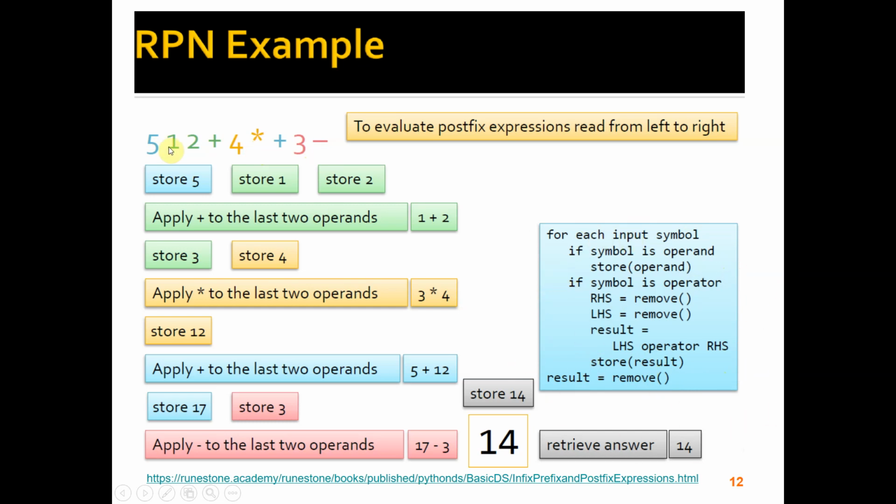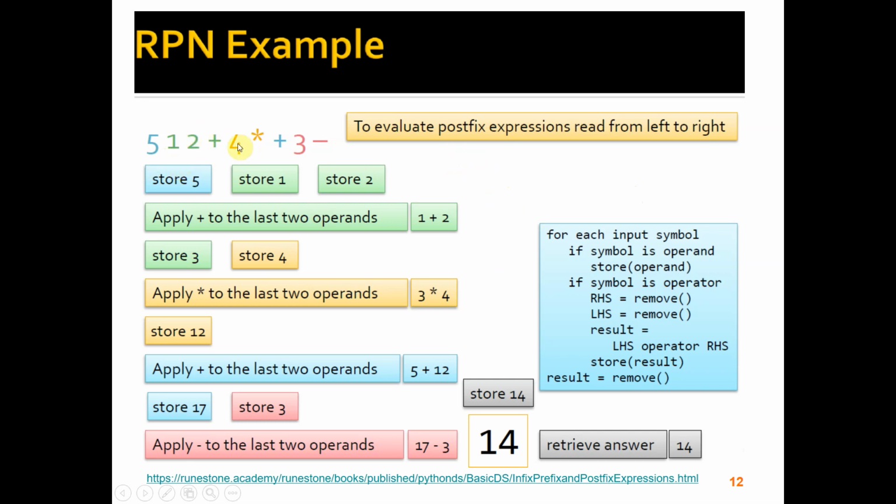The algorithm to evaluate a postfix notation is given here using pseudocode. You go through this expression from left to right. What you end up doing is putting all the operands in a stack. If the symbol is an operand, you store it in the stack. In this case, we have number 5 first, then number 1, then number 2.